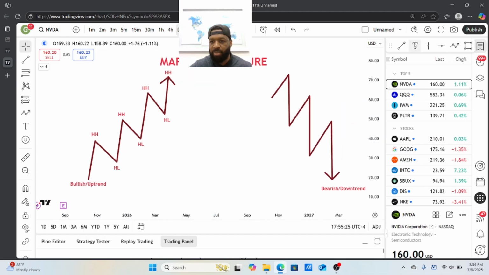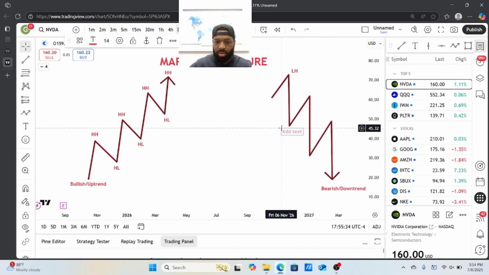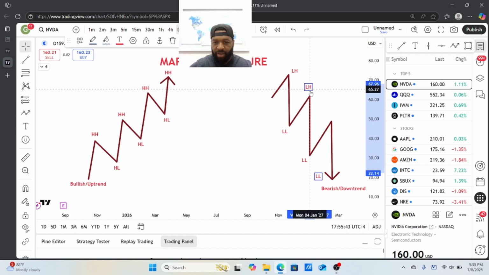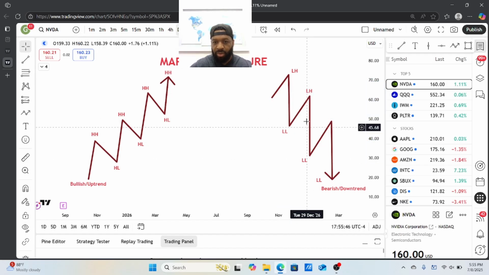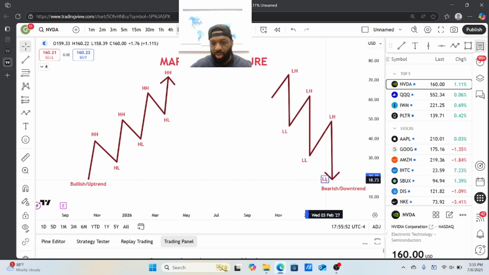All right, so let's mark this up, right? So like I said, we have now lower highs, okay, and lower lows, right? Then we come back up and we have a lower high. Then we push back down and we have a lower low, right? And then we push back up and we create a lower high. Then we push back down and create a new lower low, right?